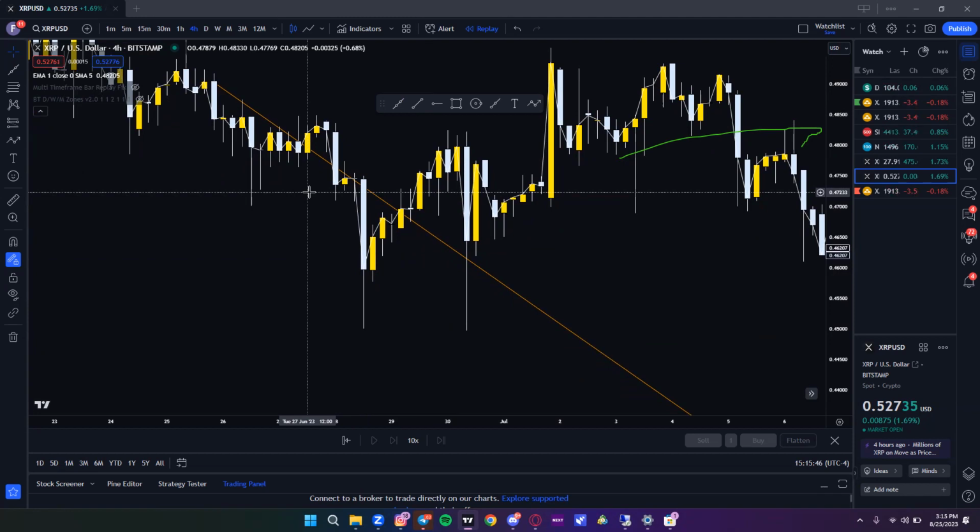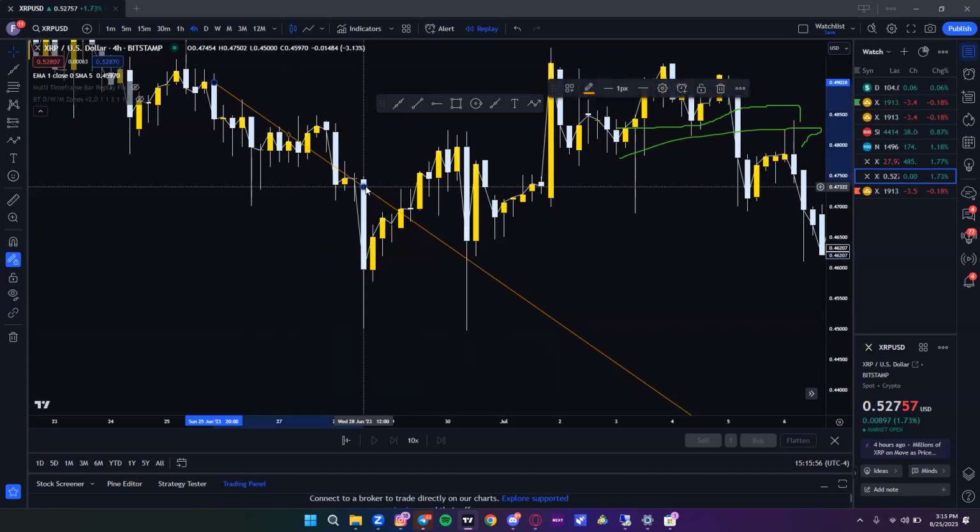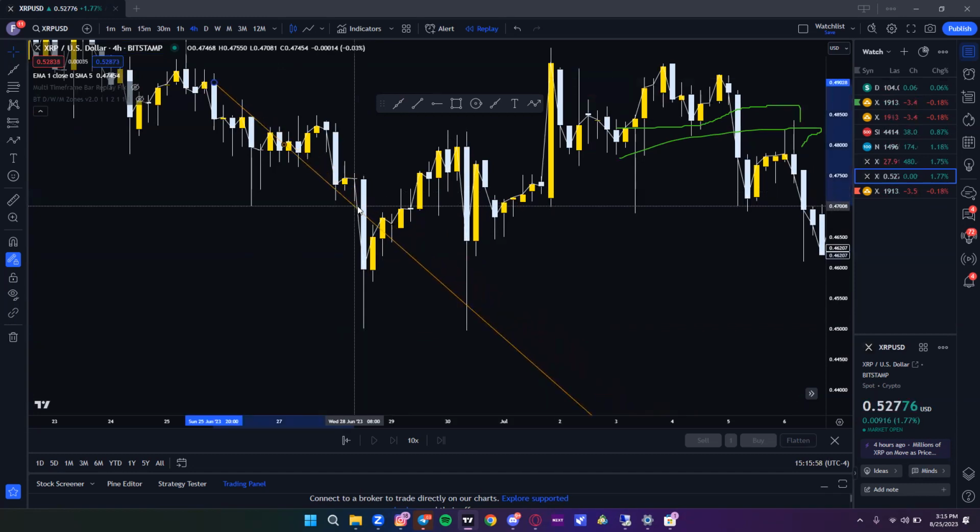Does anyone see that? Resistance. Yeah. Let me actually get this right. Resistance, support, resistance, and then you buy off.